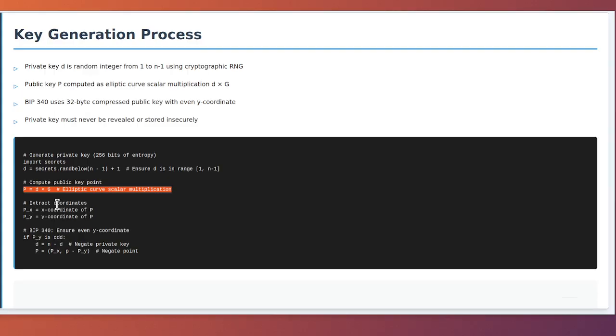In uncompressed form, the public key would be 65 bytes, 1 byte prefix followed by 32 bytes for X and 32 bytes for Y. However, in the BIP 340 Schnorr signature scheme used by Bitcoin, we use a compressed representation where we only store the X coordinate. We also implicitly assume the y-coordinate is even, and if during key generation we end up with an odd y-coordinate, we negate the private key. This gives us a 32-byte public key representation, which is more space efficient and is part of what makes Schnorr signatures attractive for blockchain applications where every byte stored or transmitted has a cost.